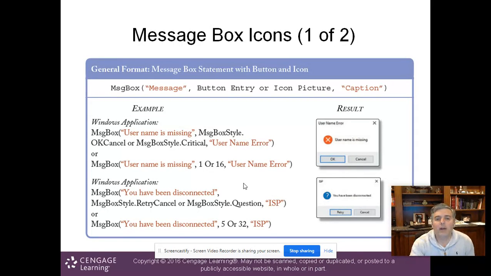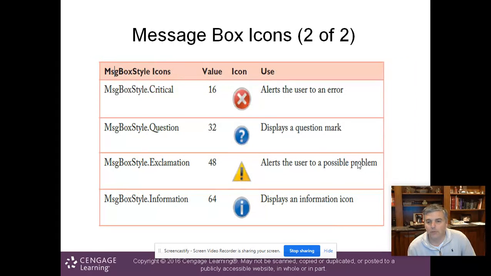And we also have icons we can display. So you can use message box style critical, which will display a little X here, or message box style question, that's going to display a question mark. So lots of different ways to customize these message boxes to make that user experience a little more useful for the user. And these are kind of all the different icons you can use. So we have the critical with the X, question mark, exclamation, and information. So might be something you want to use in your application just to give the user a little more feedback.